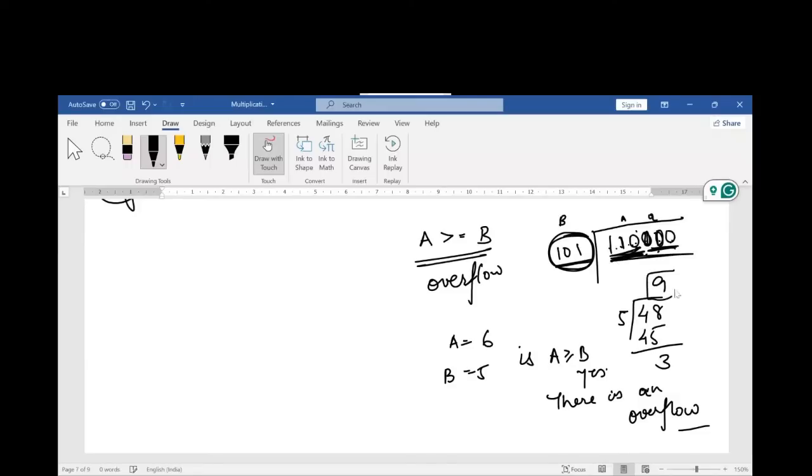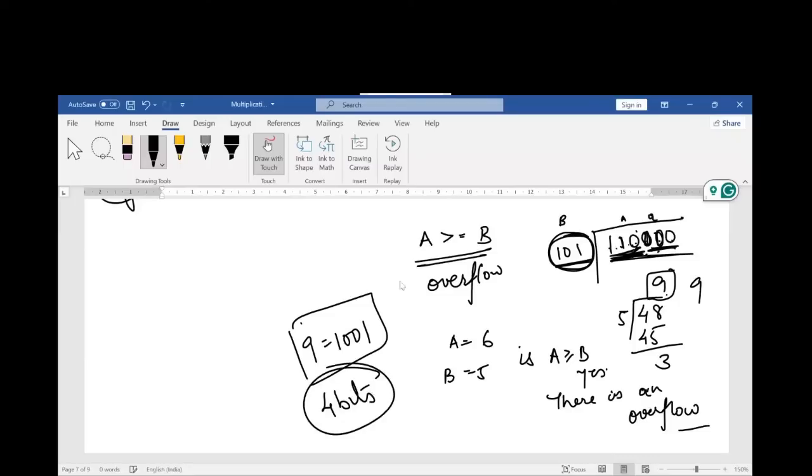So what is my quotient here? 9. 9 means what? 1001. My quotient here is of 4 bits. But as I told you, after completion of this entire algorithm, my quotient should be of how many bits? 3 bits, because after completion of this algorithm, A will store my remainder and Q will store my quotient. Now in this case, as all the registers are of 3 bits, I cannot store 9 in my quotient, and hence division is not possible over here.